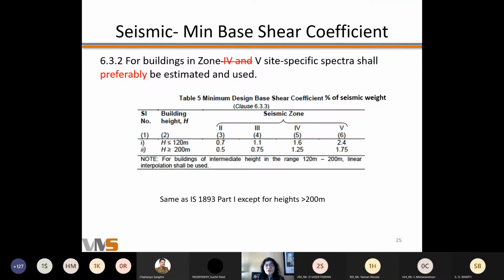And what we have done, again, this is a relaxation. There's a minimum base shear requirement that you have in 1893. And for buildings which are over 50 meters and greater than 200 meters, this gives you a lesser base shear coefficient than what you get in 1893.